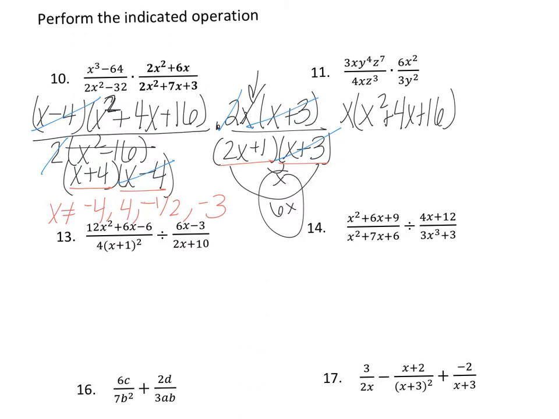Remember, in the difference of cubes, this does not factor. There are not two numbers that multiply to 16 and add to 4. And what's left on the bottom is x plus 4 times 2x plus 1. And you don't need to multiply those back out. You can leave them in factored form.